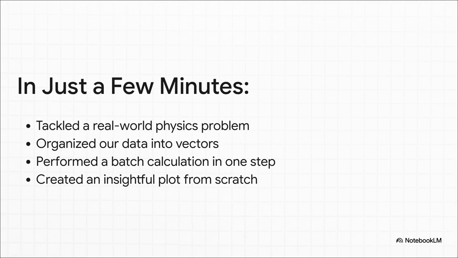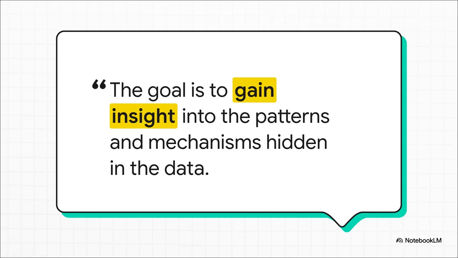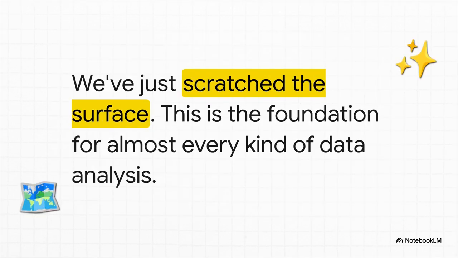That's pretty amazing. And this really gets to the core of why we do this stuff. As the source material says so well, the goal is to gain insight into the patterns and mechanisms hidden in the data. And that's exactly what we did. We found that hidden pattern that connects a jumper's mass to their air resistance. And believe it or not, what we just did, we've only just scratched the surface. This fundamental workflow, getting data in, doing some math, and then visualizing the results, that's the foundation for almost every kind of data analysis you can imagine, whether you're in finance, biology, you name it.